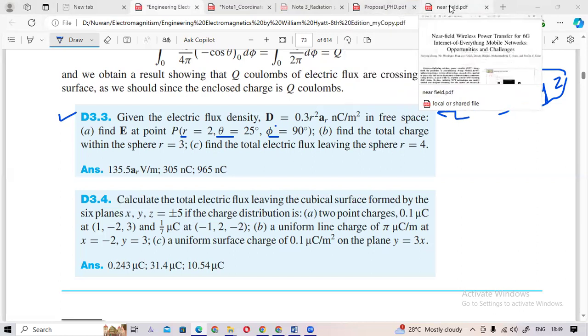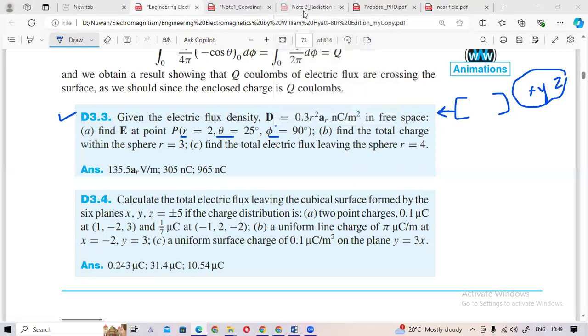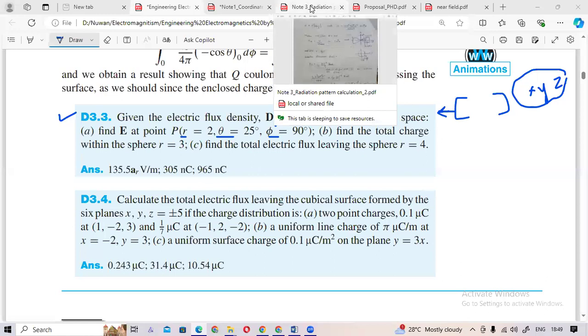You know it. I think it is called polar also. I am not sure.